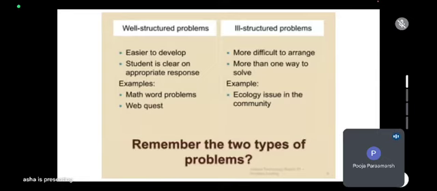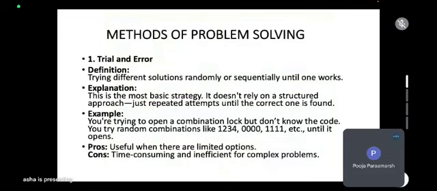As I told you, it doesn't need a structure. For example, you are trying to open a combination lock, right? If you don't know or have forgotten the number key, you will keep trying whatever possible ways. There are pros and cons of all the methods. Its pro is it's useful when there are limited options. The con is it's time consuming. When you don't have much time, you can't use trial and error because it is time consuming, right? So these are the pros and cons of the first method, which is trial and error.